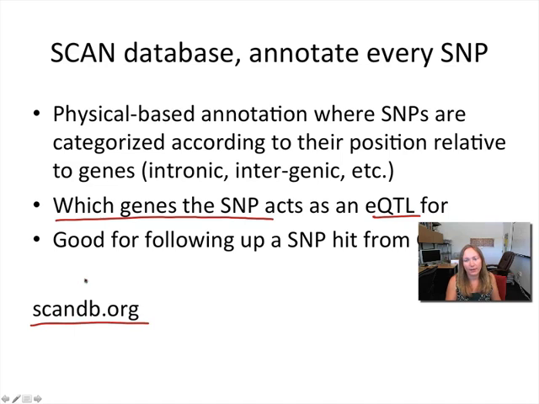If you're doing an experiment where you're following up a hit that you got from a GWAS, this is a great tool to use because it says, all right, well that SNP is interesting, and here's maybe an explanation why. That SNP affects the expression of these 5 genes or these 8 genes or whatever. So this is a really good resource for anyone who's doing anything having to do with genotypes and SNPs.